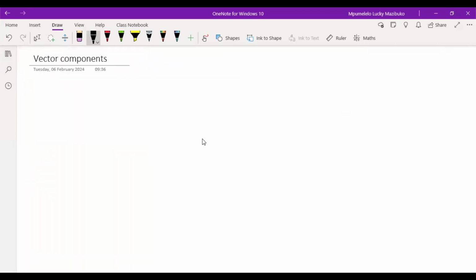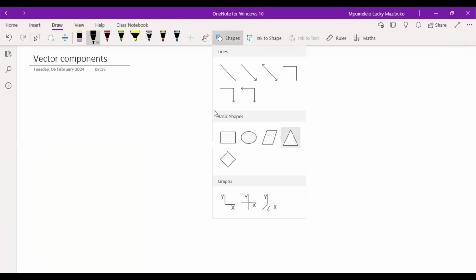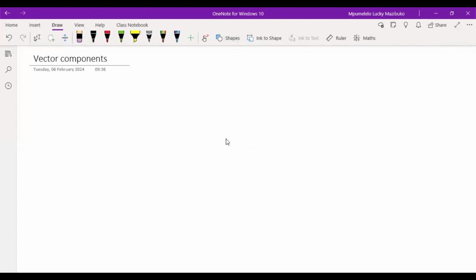Now, as much as we dealt with perpendicular vectors, it is important to note that sometimes we need to deal with vectors that are actually acting at an angle. So here's a good example where a vector is acting at an angle of theta, and let's call this vector f.